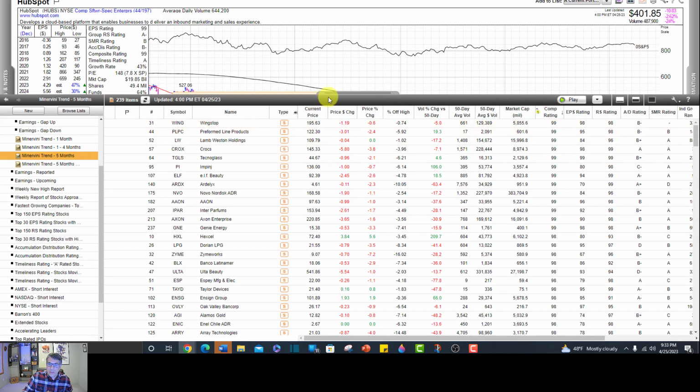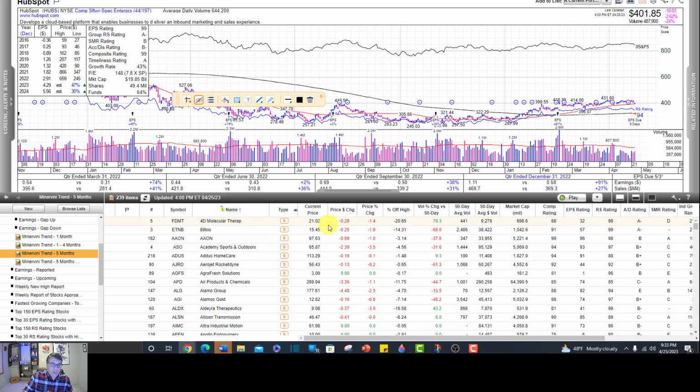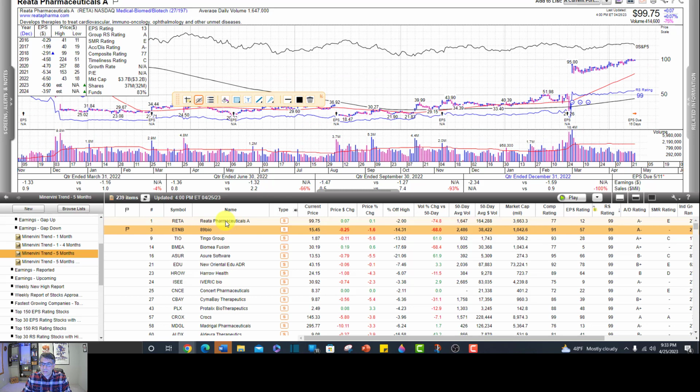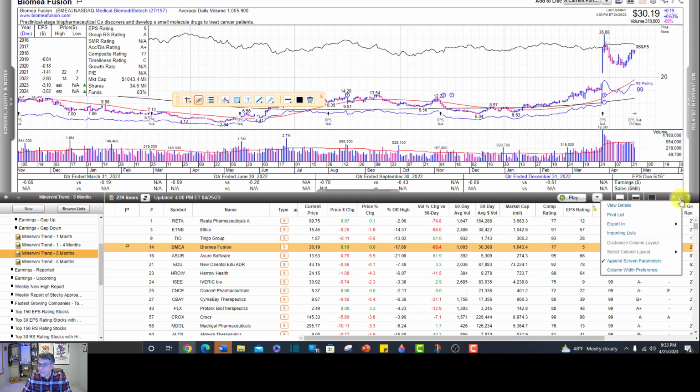And then what you can do, there's Wingstop. What you can do if you're on Marketsmith is you can just click through them with your space bar, and you can sort them like that visually. Or what I like to do is I export them into an Excel document, and then I move them to stockcharts.com because I like the charts at stockcharts.com better. So I do the Minervini trend scan to show me the stocks in 5-month uptrends.